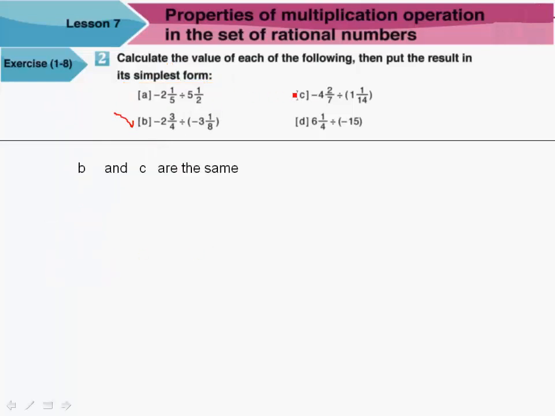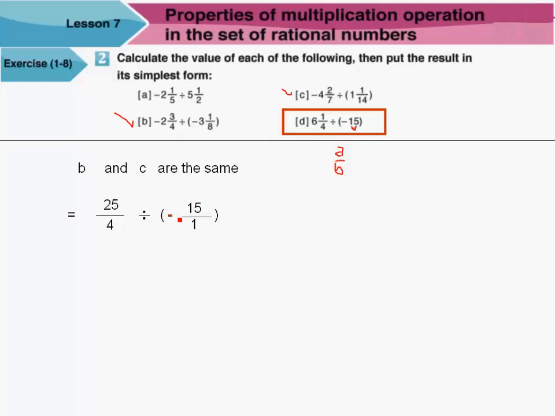B and C are the same. We can solve D together. 4 times 6 is 24, plus 1 is 25. So this is equal to 25 over 4, divided by minus 15, which we will put in the form of A over B. How? We divide 15 by 1, because 15 divided by 1 is equal to 15.